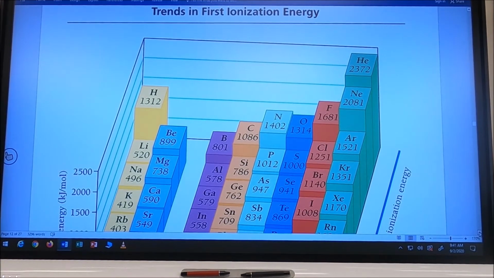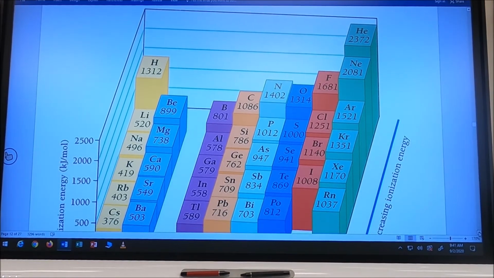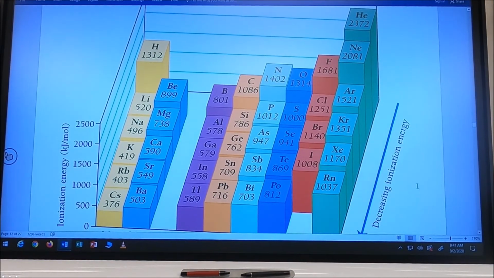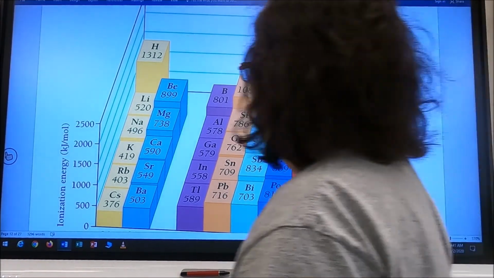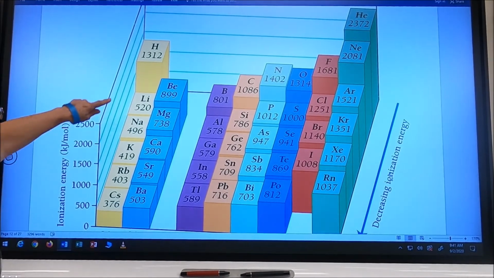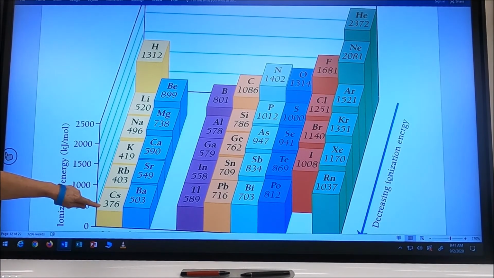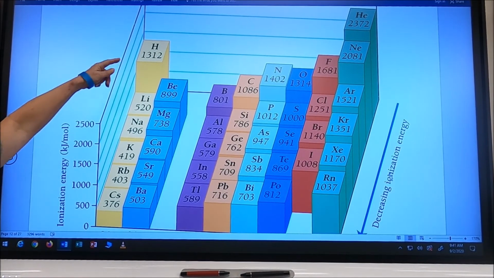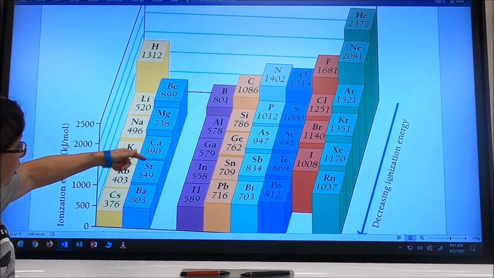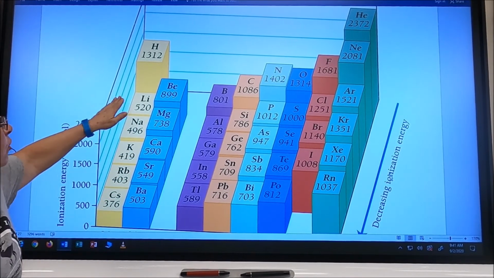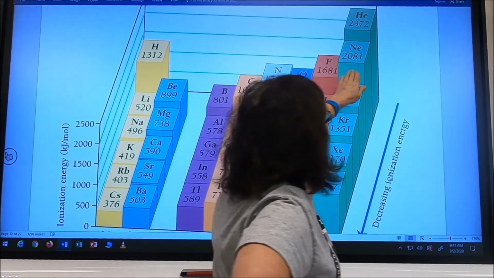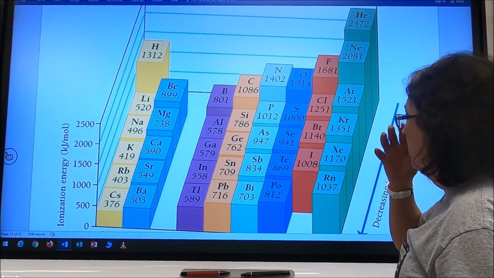Now, when we're talking about first ionization energies, we usually concentrate on the main group elements, the first 2 columns and the last 6. So notice the d block is missing here. Notice as we go down a family, it becomes easier. As we go from left to right, it gets harder.